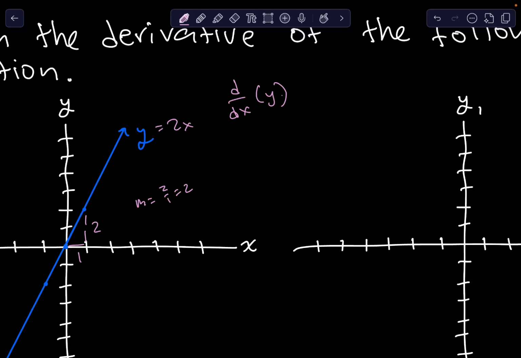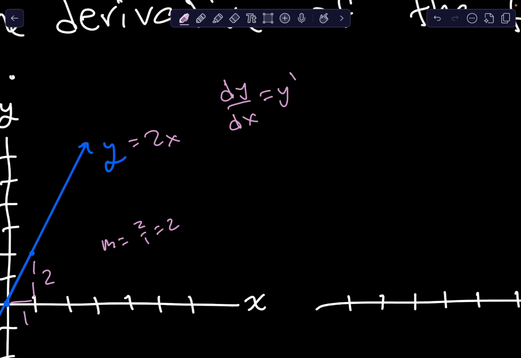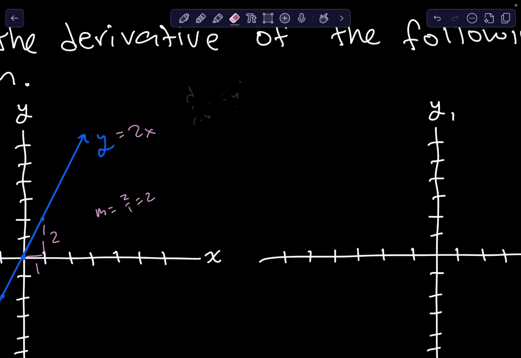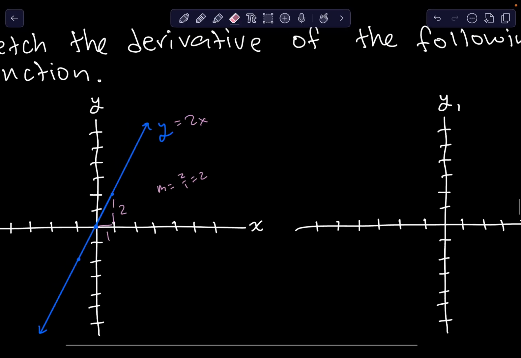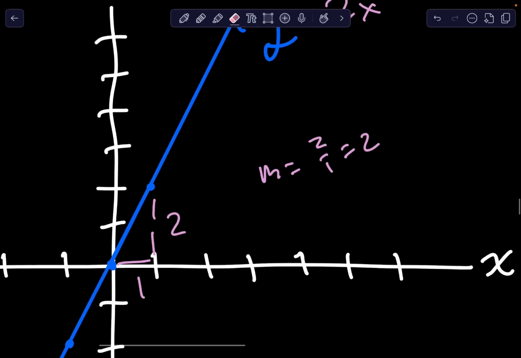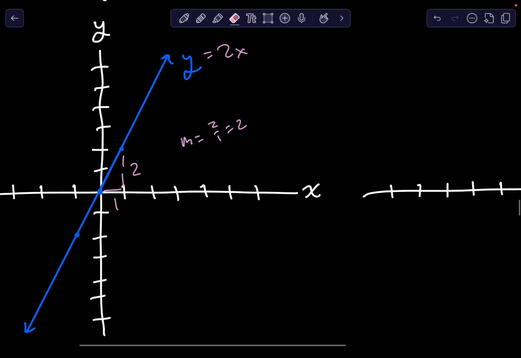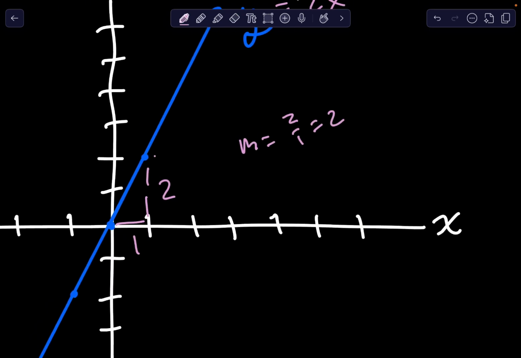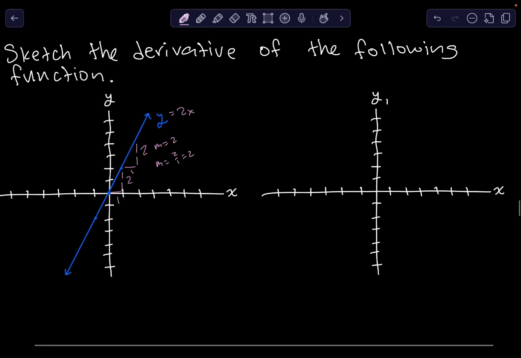if you wanted to write it a certain way, it's just like saying dy/dx equals y prime. So when we take the derivative of y, that's essentially just the slope of the values. It's a graph that has all the slope values along your original function. So if we continue getting actual slope values along this, run 1, rise 2, we still keep getting the same slope. We have a constant slope.